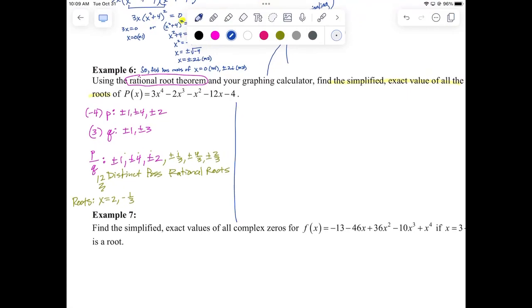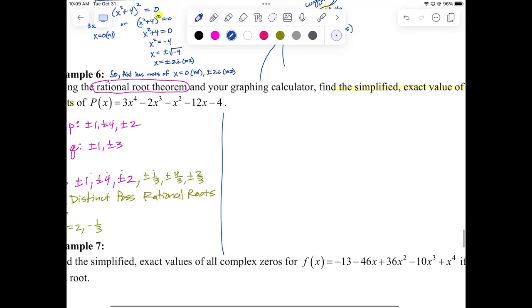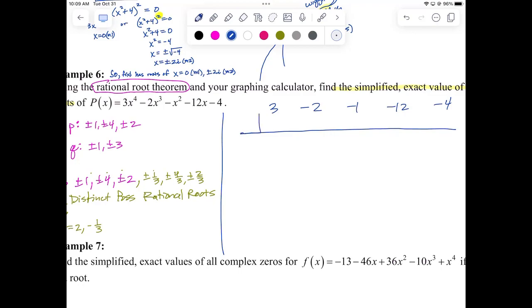Let's write down our coefficients in descending order. We're going to do some synthetic division here. 4, 3, 2, 1, 0. So it is written in standard form. So here we go with the coefficients: 3, -2, -1, -12, -4. And I draw my line now. I'll synthetically divide with one of them, and I know I'm going to get a 0.